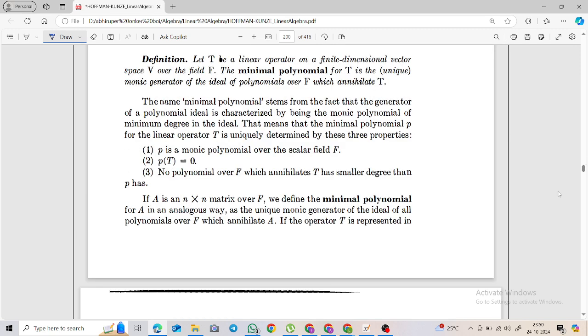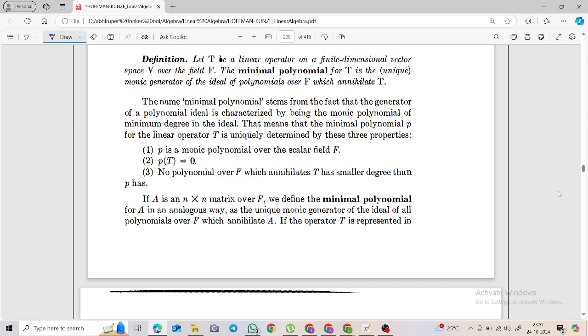So the least degree monic polynomial that annihilates A. What is the minimal polynomial of A? The least degree polynomial that annihilates A, right? They are saying both of them are the same. We will come on to that. Basically what they are saying is that similar matrices have the same minimal polynomial.